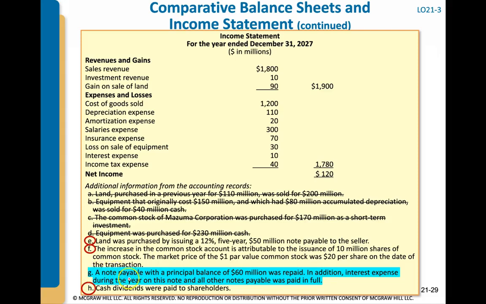I just want to stop there. A note payable with principal balance. So first, we know it's principal, so we know it's going to be a financing activity, but if you can't remember that, when we pay off a note payable, that would be a debit to note payable for 60 and a credit to cash for 60. The note payable is a long-term liability, so we know it's a financing activity. And then it says, in addition, interest expense during the year on this note and all other notes payable was paid in full. Well, any interest that's paid on the note goes to interest expense, and therefore that's going to be dealt with in the operating activity section, not in the financing activity.